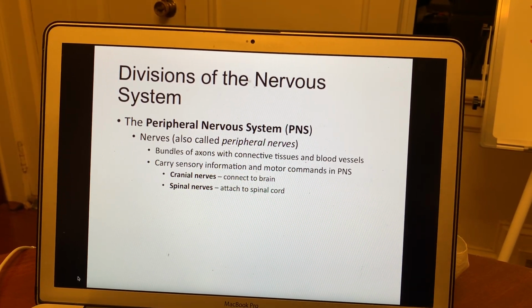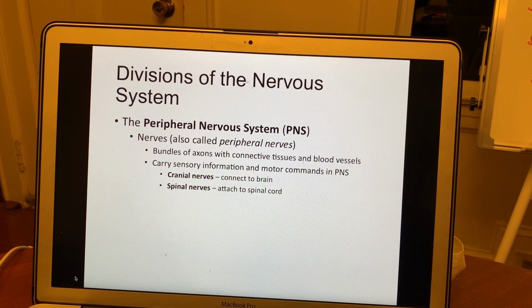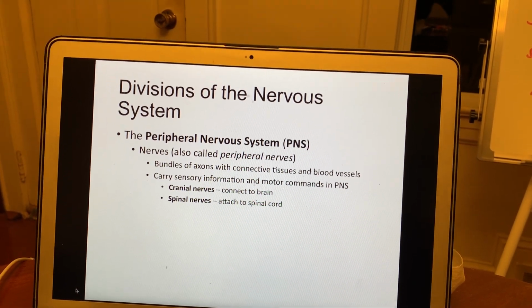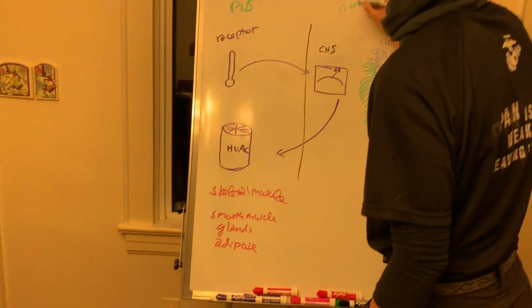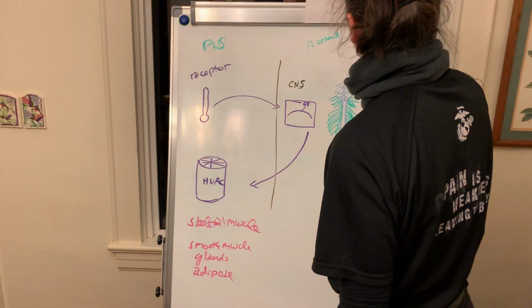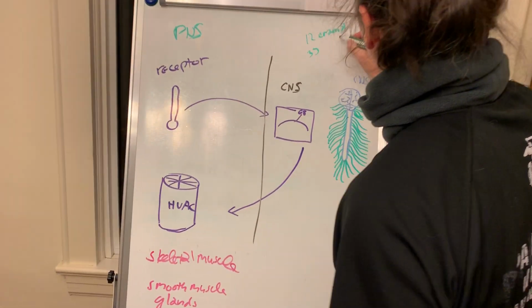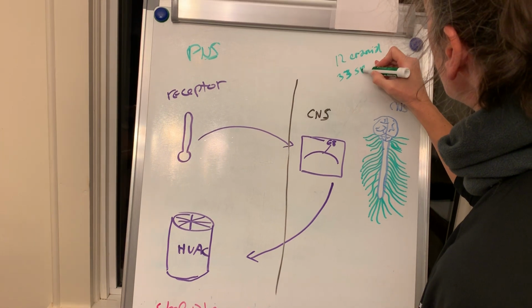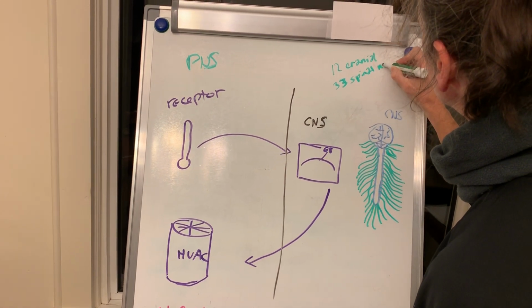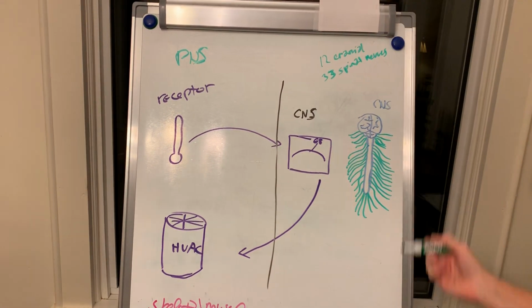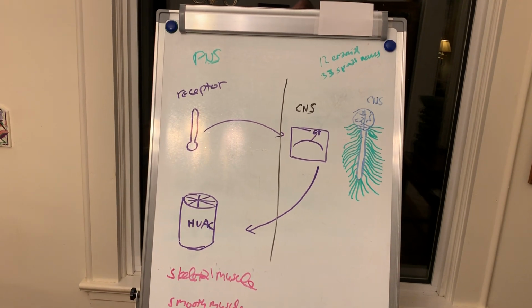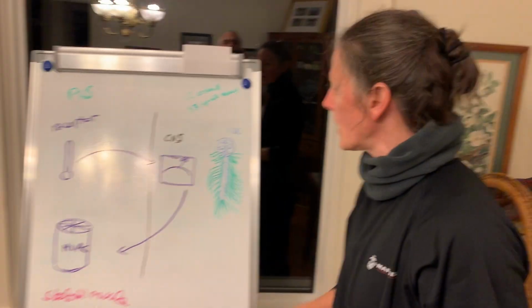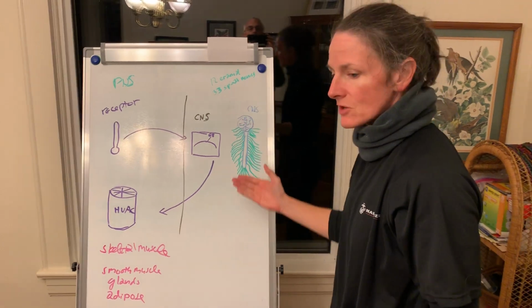All right, so the peripheral nervous system, as we've said, is divided into 12 pairs of cranial nerves, I should say the nerves, and 33 pairs of spinal nerves. And as the name implies, the cranial nerves, each pair is attached to the brain somewhere, and the spinal nerves are attached to the spine.